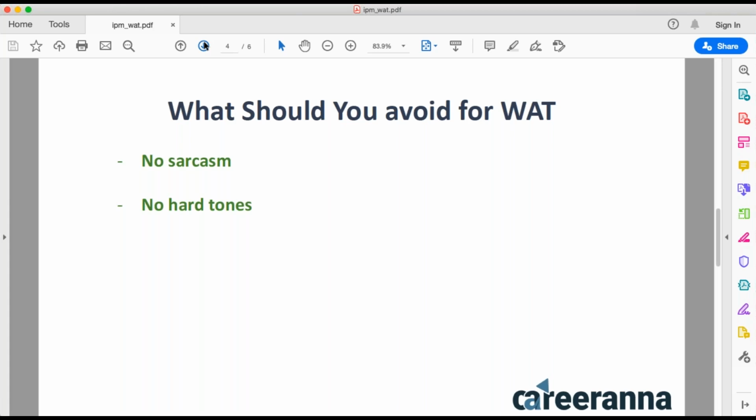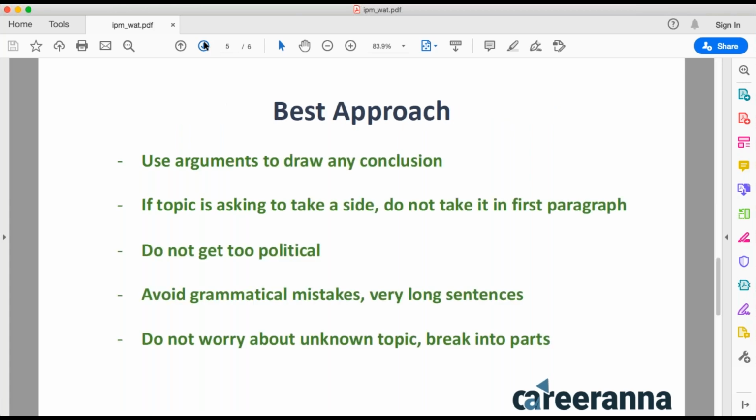Now, what you should avoid for WAT is ensure that your write-up is not getting sarcastic in tone, and you are not getting too negative in tone, or trying to go very aggressive in your tone. You can write your views in favor of a particular thing or against a particular thing, but don't go very hard in the tone. You can put up your views both in favor or against by maintaining a regular tone as well. So these are a couple of things which you should keep in mind, that you should not have in your write-up.